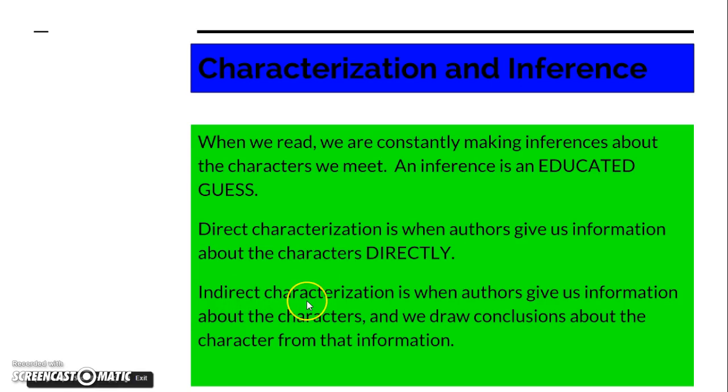Indirect characterization is when authors give us information about the characters and we draw conclusions from the information. So an author might say that the teacher opened the door, walked into the room, and the students quickly got to their seats and started working right away. We might infer that the teacher is serious, or that the teacher is strict, or perhaps that the teacher is mean by the way the students act. We weren't told directly, we were able to guess it.